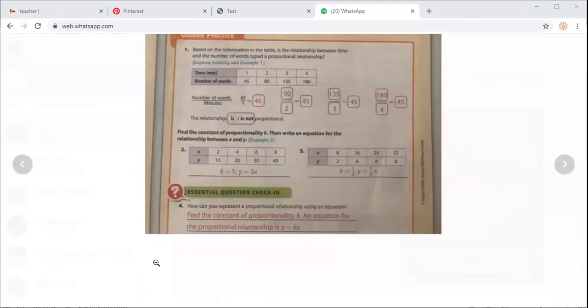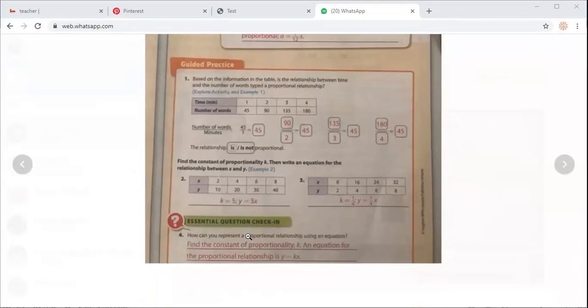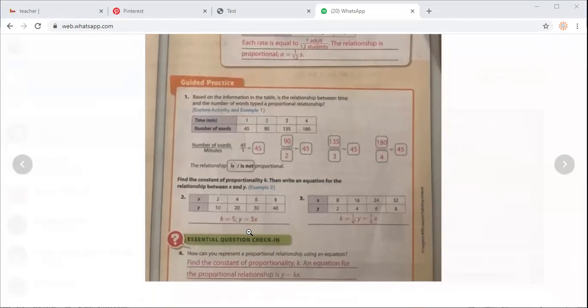Okay? Then, for the question, what do we have to do in question number 2? What do we have to do to find the constant? We will find the constant value. Yes, we will find the constant value. Could you please tell us how we will find the constant value, Kareem? We will divide y and x. Thank you so much. We will divide y by x.